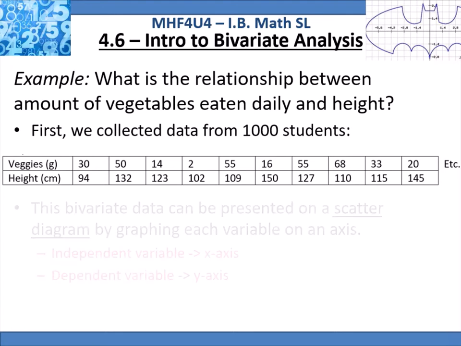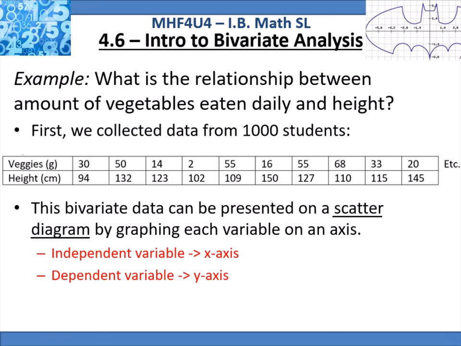So now what I want to do is graph all this information on a scatter plot. Now you need to choose for each of these 2 variables: one is going to be your x, one is going to be your y. Your x, as you've seen in science and other courses, is your independent variable. It's traditionally the thing that you can control. And then the dependent is your output, or your y variable. So I'll put veggies on the x and I'll put height on the y.